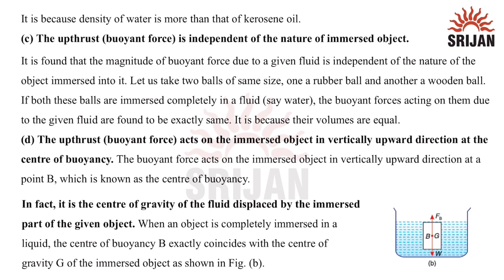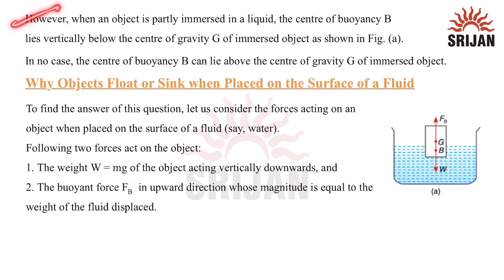given object. When an object is completely immersed in liquid, the center of buoyancy B exactly coincides with the center of gravity G of the immersed object as shown in this particular figure. However, if an object is partially immersed in liquid, the center of buoyancy B lies below the center of gravity G of the immersed liquid as shown in this particular figure A, and there is no case in which the center of buoyancy is above the center of gravity.